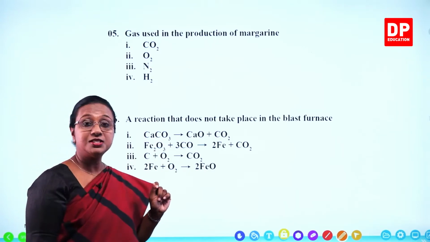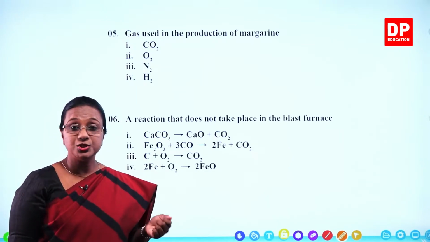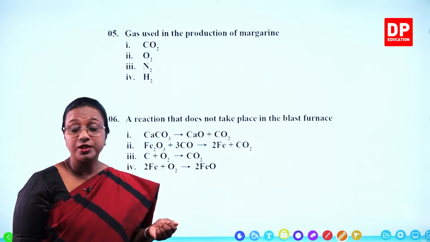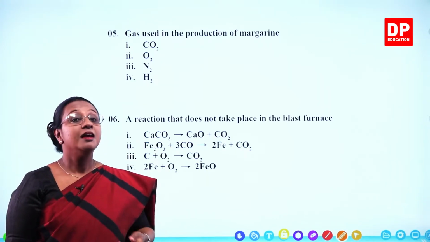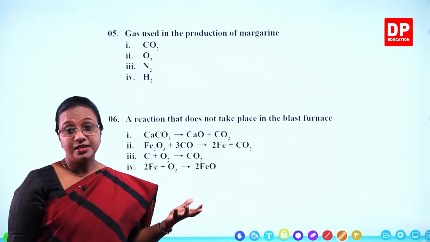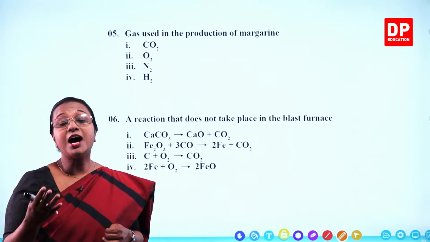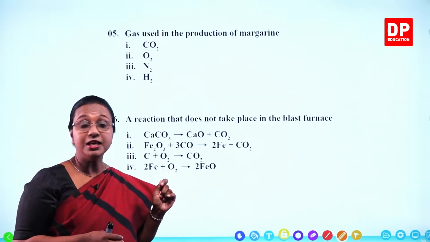If you take the first answer, carbon dioxide. Carbon dioxide, you all know we use it to make fire extinguishers because it is a non-supporter of combustion. Then it is used as dry ice. And also it is used to make artificial rain. So like that, carbon dioxide can be used.